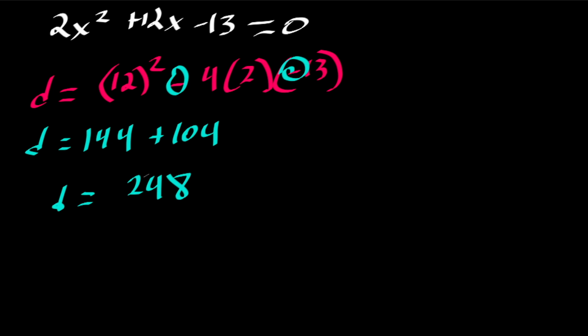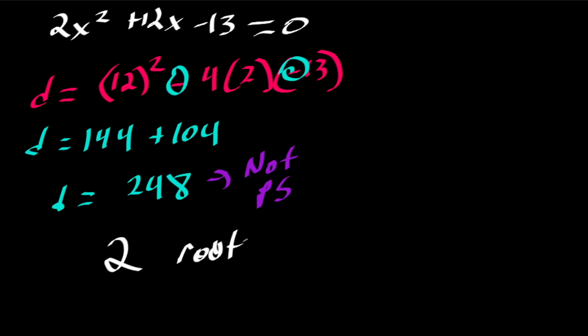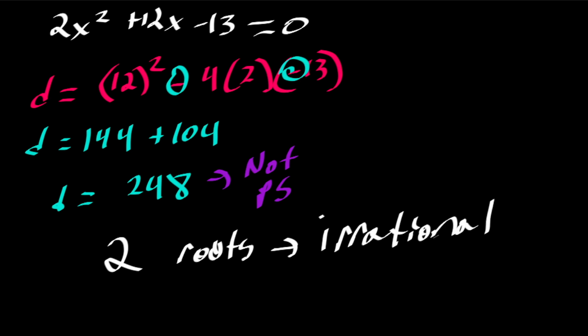Here's what we know immediately. This is a positive number, so it's greater than 0. Now we have to decide: is 248 a perfect square or a non-perfect square? It's not a perfect square, which means the discriminant tells me I have two roots, but they are irrational. We'll talk about what that means in a little bit, but this is kind of a teaser for that. We probably aren't going to be able to factor this. But let's continue and do another example.